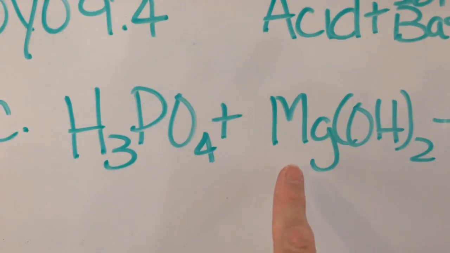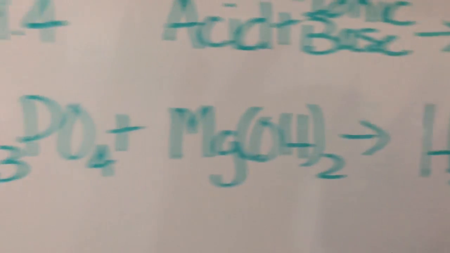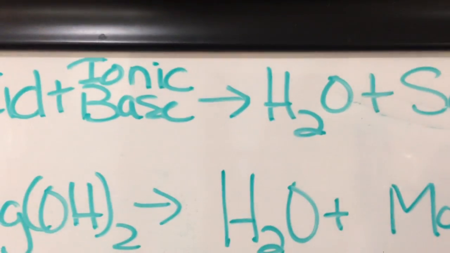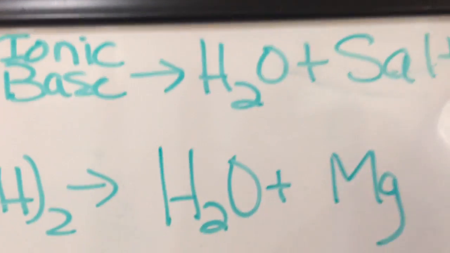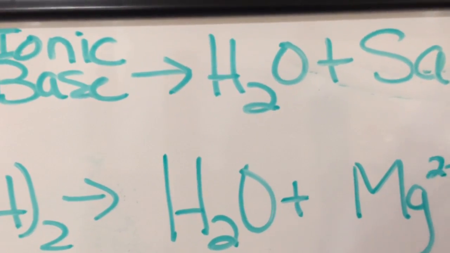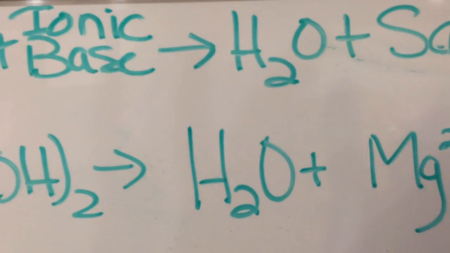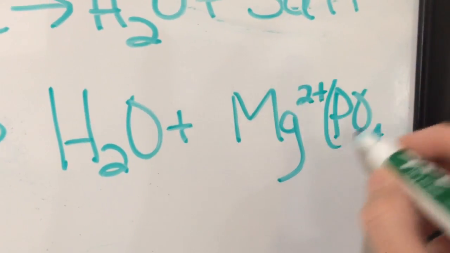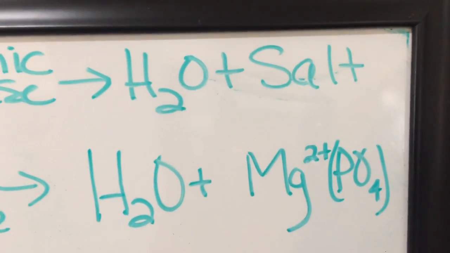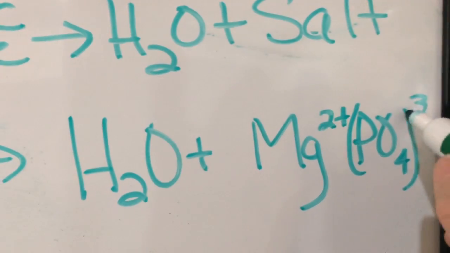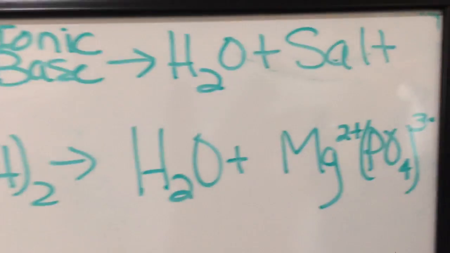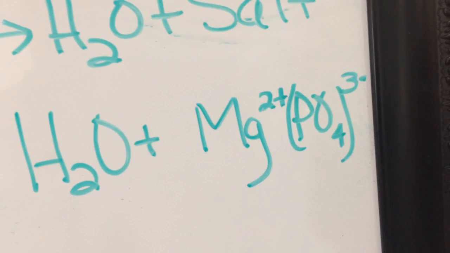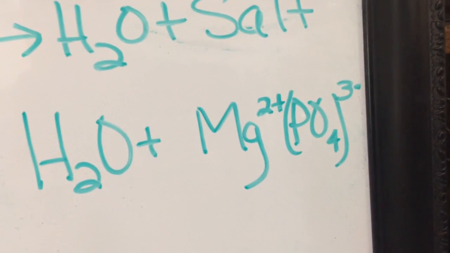So we have left magnesium and PO4. Over here, I'm going to write magnesium, which has a charge of 2 positive, if you look at your periodic table. And then PO4, sorry, I never leave myself enough room, has a charge of 3 negative. Now let's look at that. We've written a formula, and is that balanced? As you can tell, it's not.